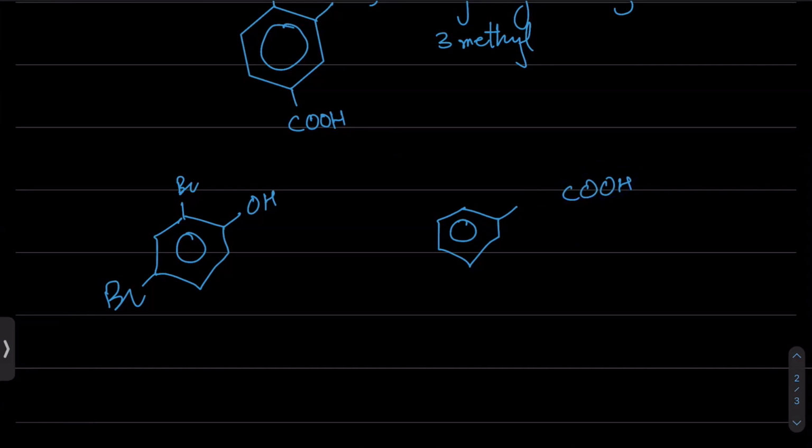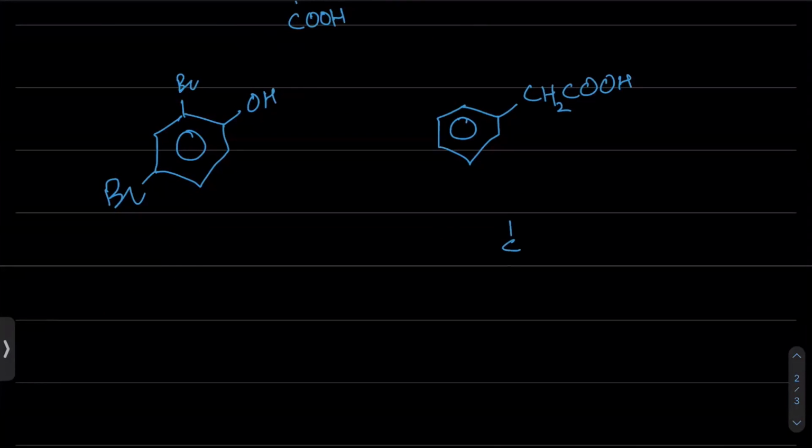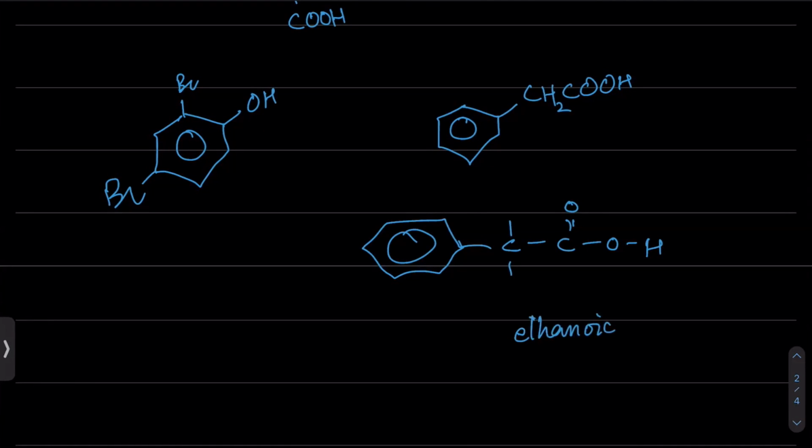But let me just shift this a little. Let's do this. And now we will consider this to be the main branch and this to be the branch. This is the main chain and this is the branch. So now this will be more like CH2COOH joined with some benzene. So we'll call it ethanoic acid joined with phenol, phenyl, so phenyl ethanoic acid.